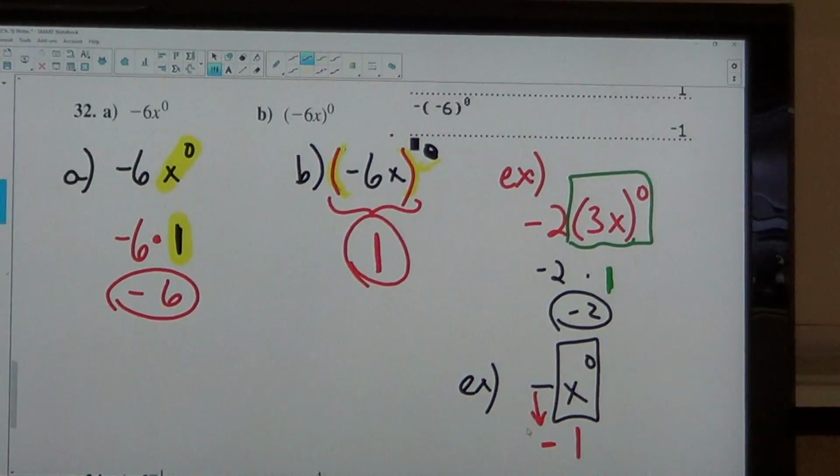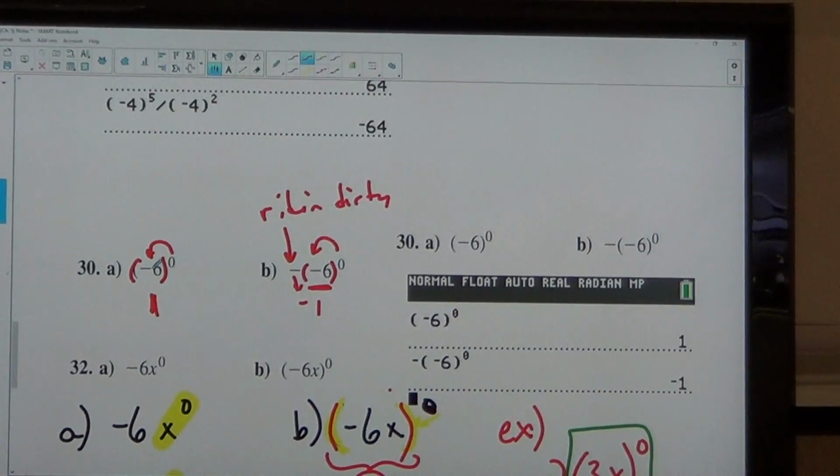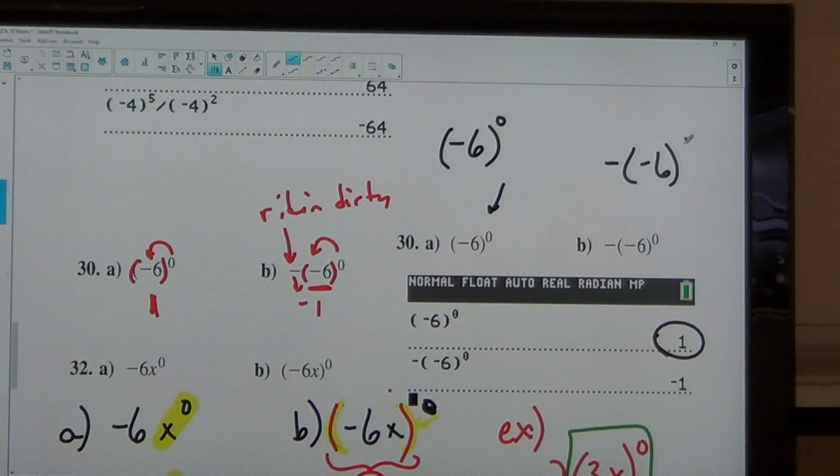Coming back to these two without using the calculator, this is -6 in parentheses to the 0. Do you see that the 0 is physically touching the whole parentheses? That's why it's a 1. Whereas here, the 0 is physically touching only the 6, so that is a 1 with a negative in front.